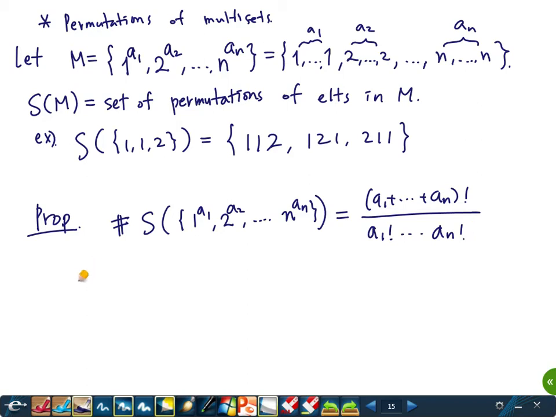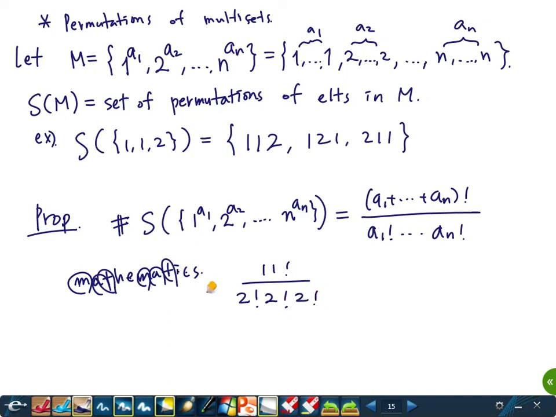Probably you have computed, for example, how many permutations of the letters of mathematics are there? You just pretend that they are all distinct, like 1, 2, 3, up to 11 letters, so 11 factorial. But these two m's are really the same, so permuting them doesn't give you anything different, so you divide by 2 factorial because there are two m's, and there are two a's, so you divide by 2 factorial. There are two t's, divide by 2 factorial, like that, you remember?